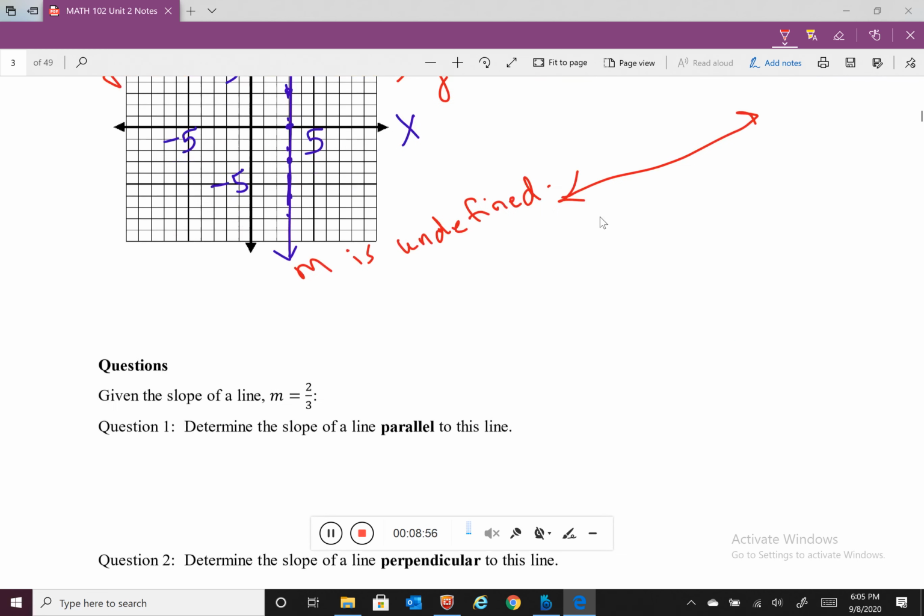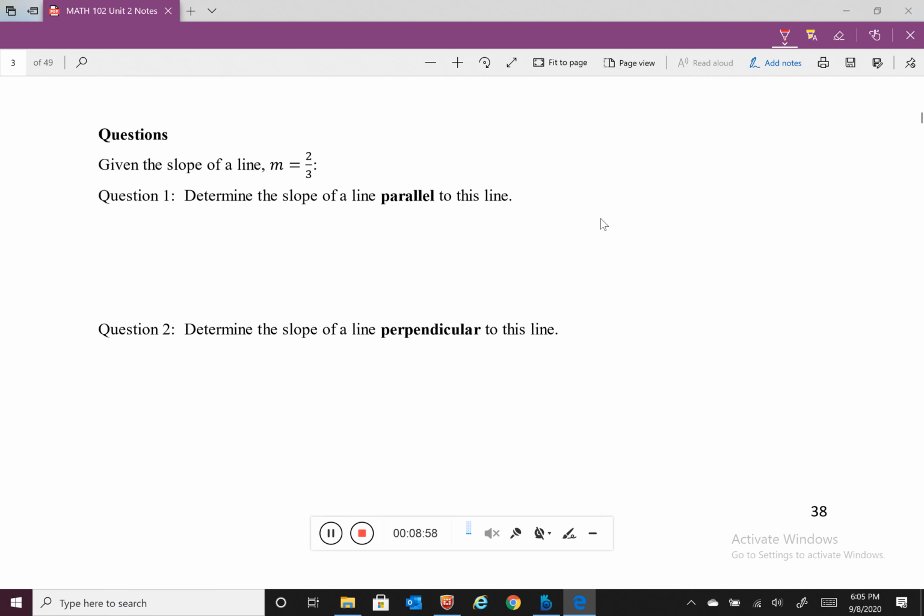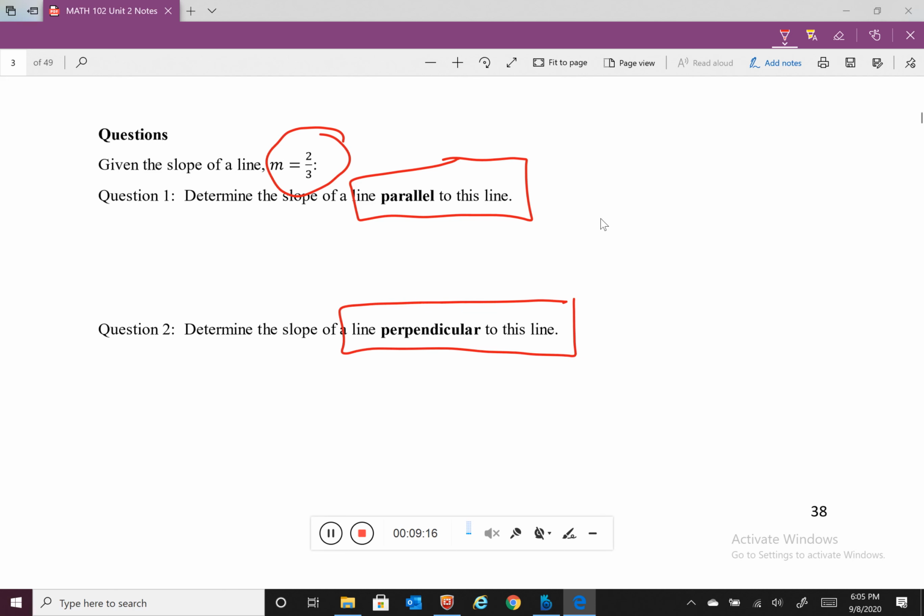Your 2 questions. Given the slope of a line, m equals 2/3, you are asked to determine the slope of a line parallel to this line, and then the slope of a line that is perpendicular to this line.